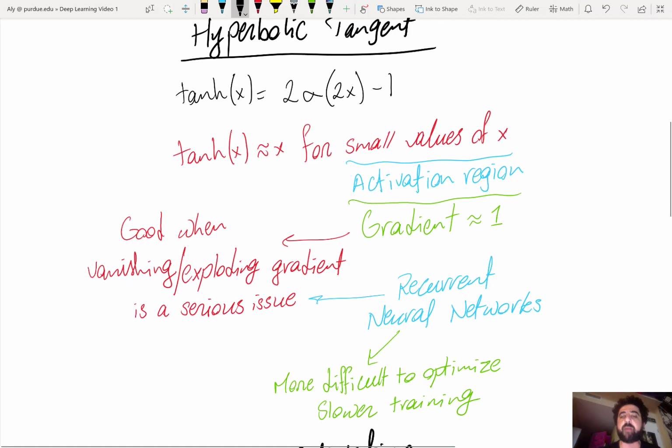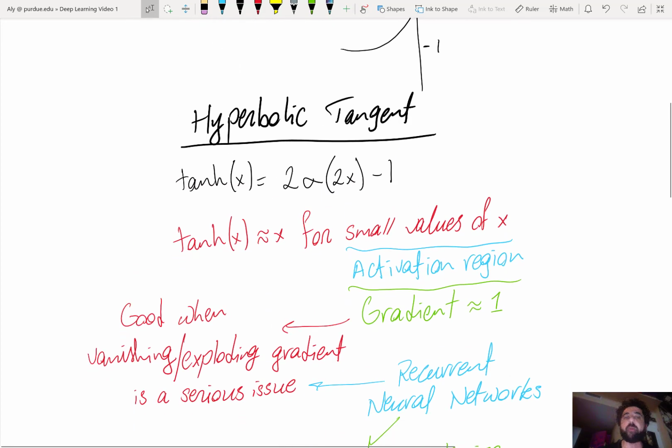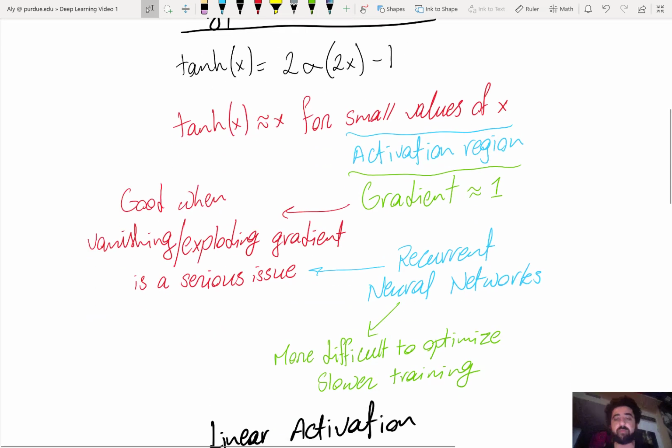Now this happens in recurrent neural networks, and this is why using the hyperbolic tangent is good for these networks as hidden layer activation, because the magnitude of the gradient remains close to 1.